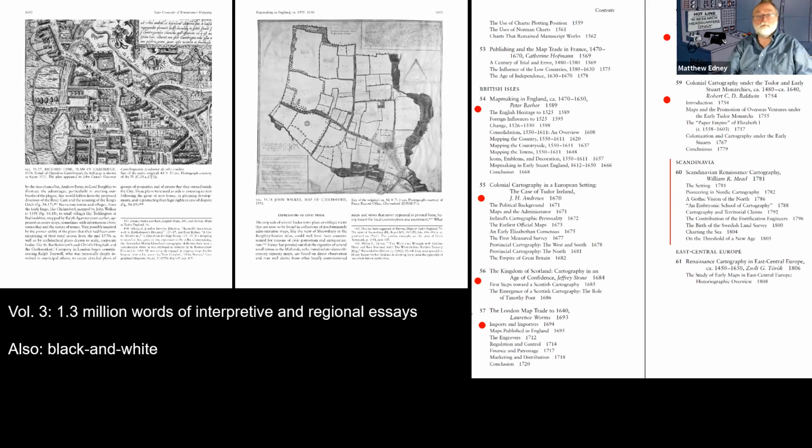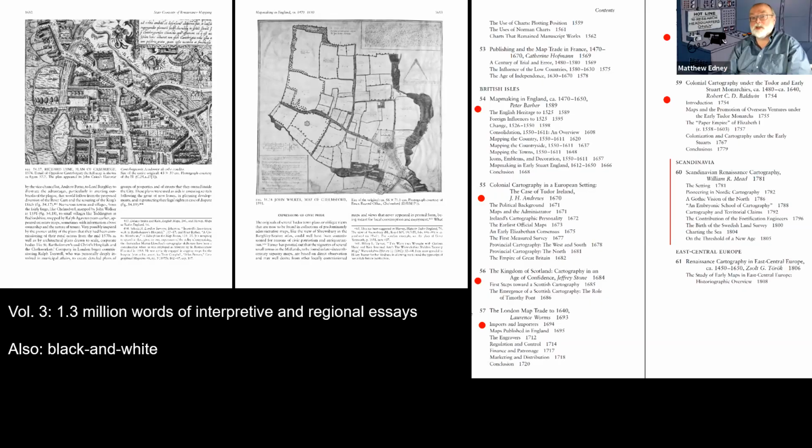And so he solicited another 300,000 words of interpretive essays on surveying, on printing, on maps and art, maps and literature, maps and science, and so on. And unfortunately he became ill and never actually got around to cutting out the 300,000 words from the spatial essays. And so volume 3 went to press at 1.3 million words. Way too long. Way too long.